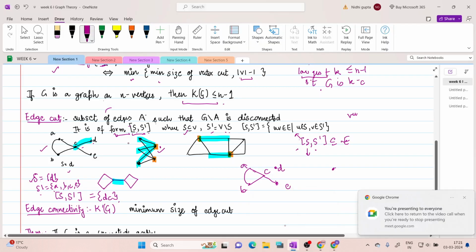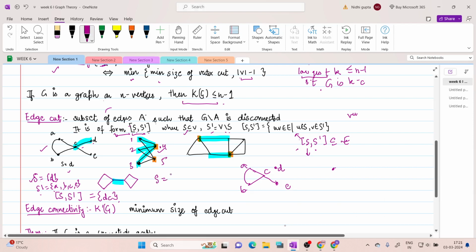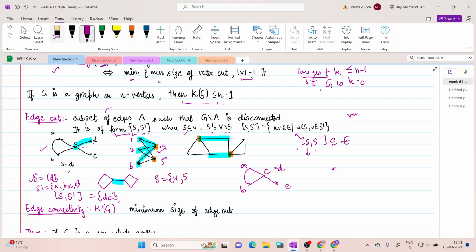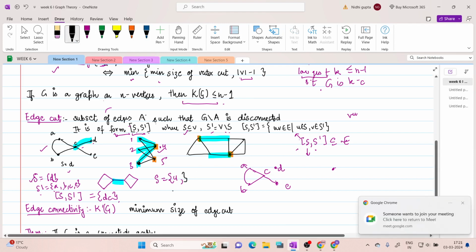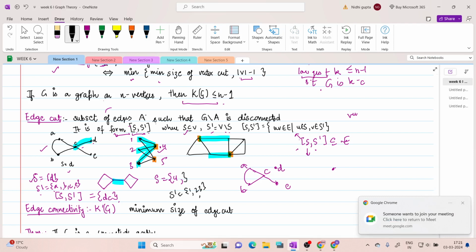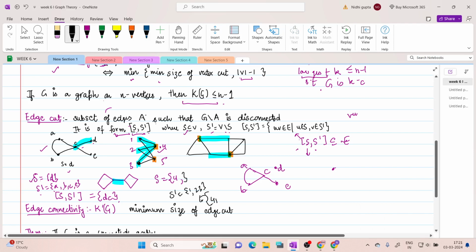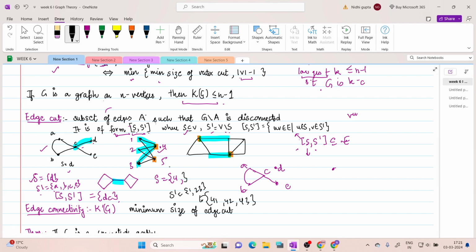And in this one, if I name my vertices 1, 2, 3, 4, 5, I can take my S to be 4 and S bar to be 1, 2, 3. Then my edge cut is basically 4-1, 4-2 and 4-3. If I remove these three blue edges, then in the new graph vertex 4 becomes isolated. Therefore this is also an edge cut.